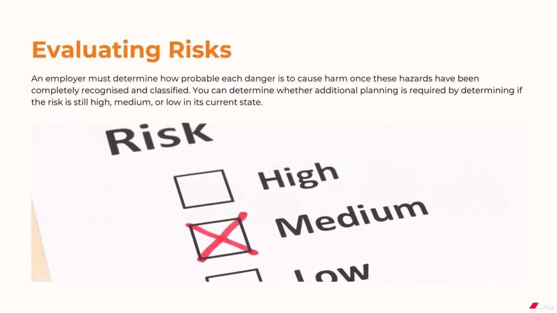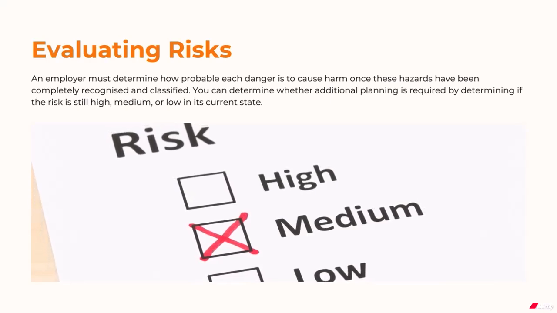Evaluating risks. An employer must determine how probable each danger is to cause harm. Once these hazards have been completely recognized and classified, you can determine whether additional planning is required by determining if the risk is still high, medium, or low in its current state.